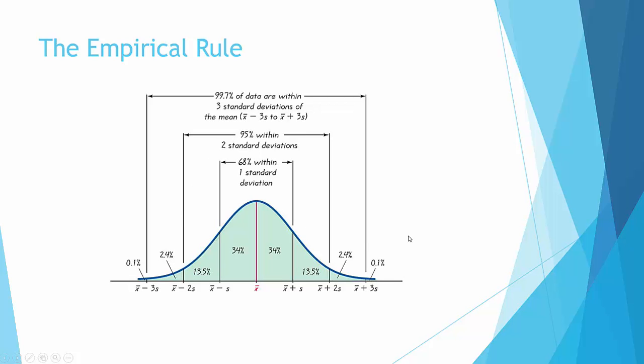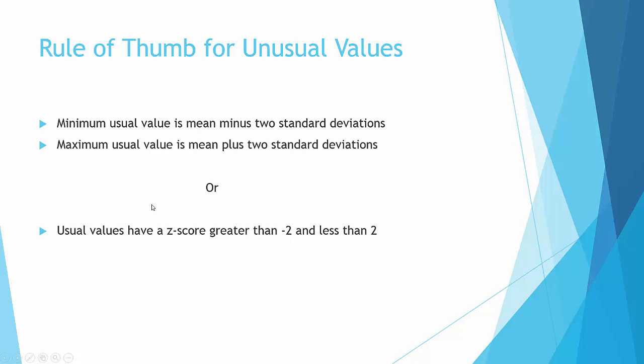The top 2.5%, the bottom 2.5%, those are unusual values. We can state this differently, but it means the same thing, doing the same math. Usual values will end up having a z-score greater than -2 and less than 2. When we do the z-score formula, take the data minus the mean and divide by the standard deviation, any value bigger than -2 up to +2 indicates that that is indeed a usual value.